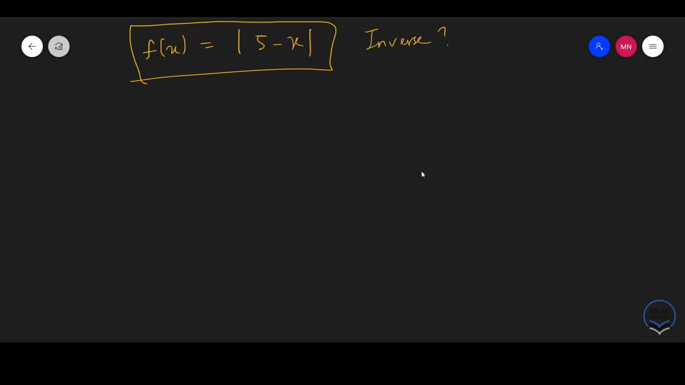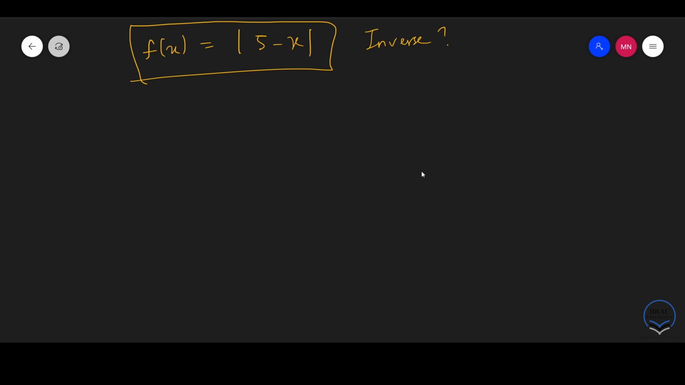Right, so now we can take a look at another example. We're almost done. So let's say we have the function f of x is equal to the absolute value of 5 minus x, right? So we have this function given to us. Now, does this function have an inverse?